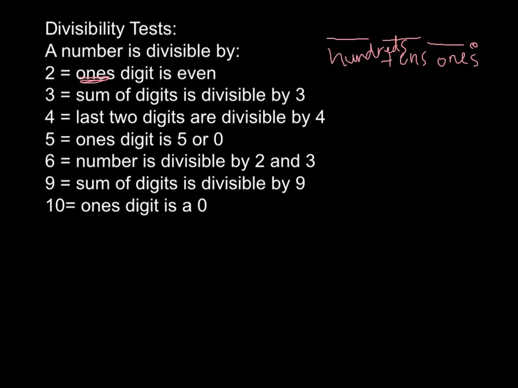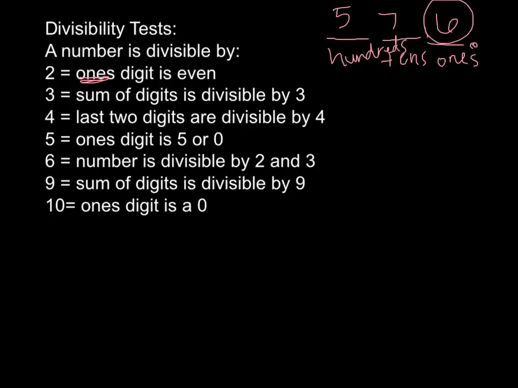So if the ones place, we could have 576. If the ones place is an even number, so 2, 4, 6, 8, 10, 12, 14, 16, 18, 20, 22, 24, then I know that that is divisible by 2.